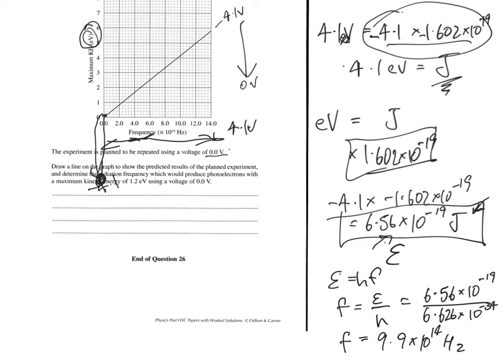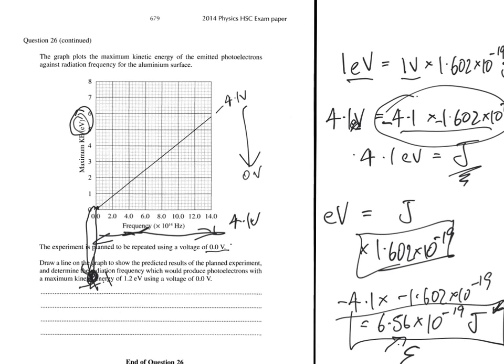Now, if we go up to the graph and have a look at that, I'll just delete a few of the lines to get them out of the way. So if we look at 9.9, we've got a point here on our graph. Now we need to draw a line that is parallel to this other line.